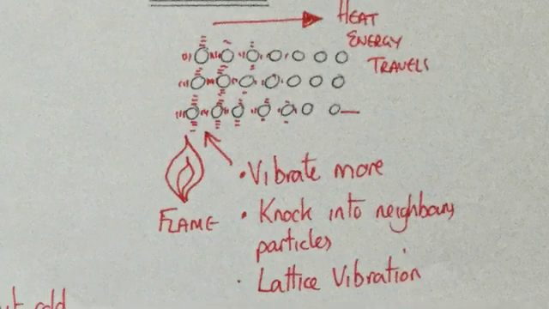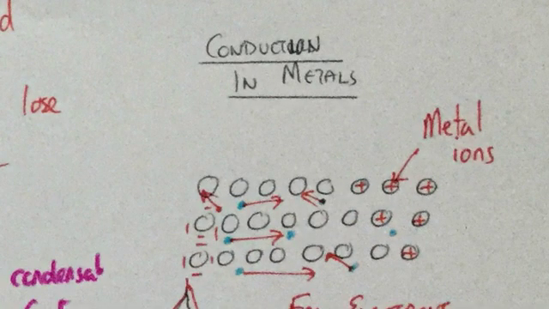So the one that's been heated the most vibrates more, it knocks into neighbouring particles, and we call this, by the way, lattice vibration. All the atoms are held in position by strong bonds, and they just simply keep vibrating, and eventually they all vibrate, and that is how heat energy travels through it. It is actually a slow process. It's not particularly efficient. Metals are able to conduct heat very, very well, because not only do they have lattice vibration, but more importantly, they have these things called free electrons that are able to move around and carry energy from one end of the bar to the other end of the bar very, very quickly.